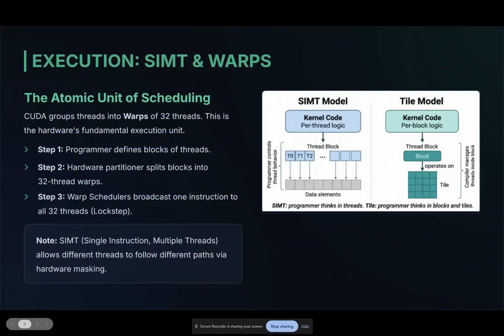CUDA executes instructions using the single instruction multi-threads model, or SIMT model. The hardware doesn't schedule individual threads, it groups them into warps of 32 threads. A warp is just CUDA's name for a group of 32 threads that the GPU always runs together. They run the same instruction at the same time every time. This simplifies the hardware control unit because one instruction stream drives dozens of pipelines.